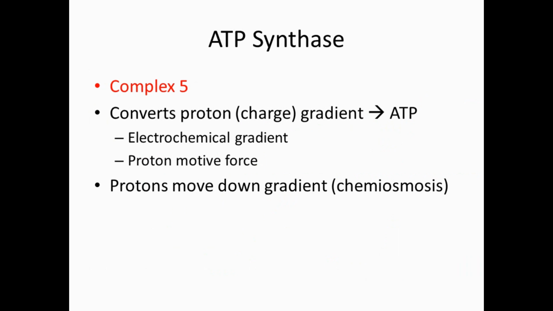So ATP synthase is also called complex 5, and it will convert the proton gradient into ATP. The gradient is also called the electrochemical gradient and proton motive force. So protons move down their gradient, which is also called chemiosmosis. In this process it will generate ATP.